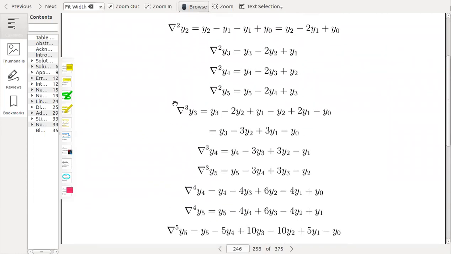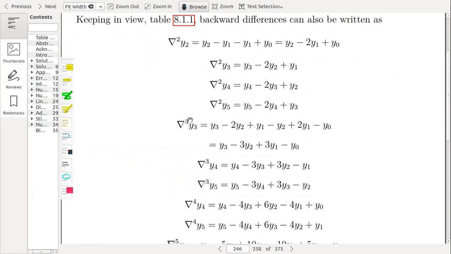Here we observe that the power of the nabla is the same as the index of the y. So for nabla cube y3, we have y3, y2, y1, y0. This means y3 minus 3y2 plus 3y1 minus y0. If you observe, the coefficients follow Pascal's triangle, that is 1, 3, 3, 1.